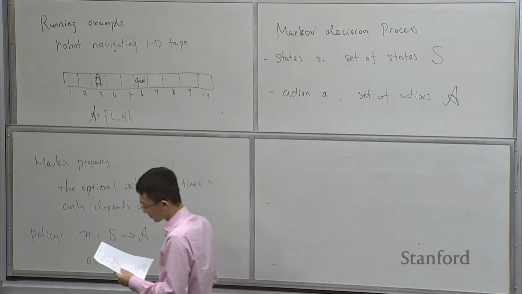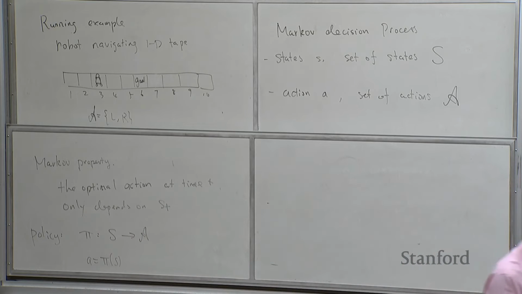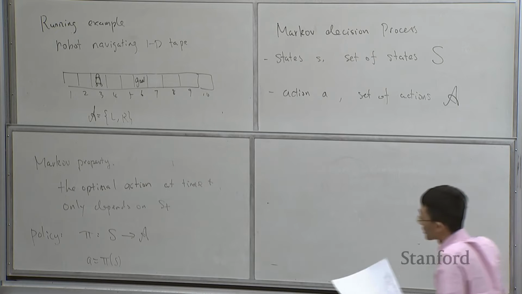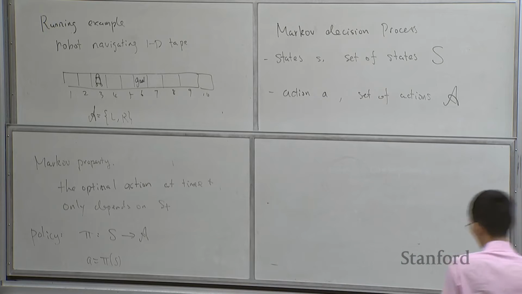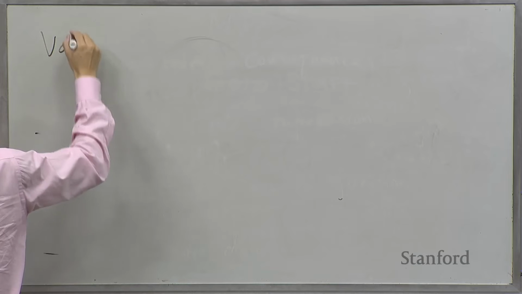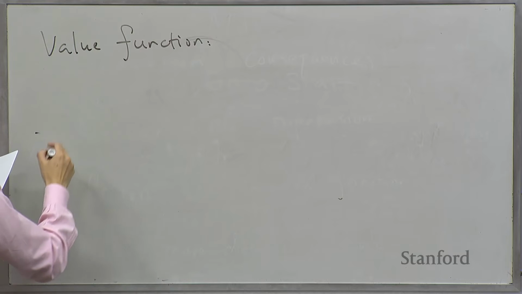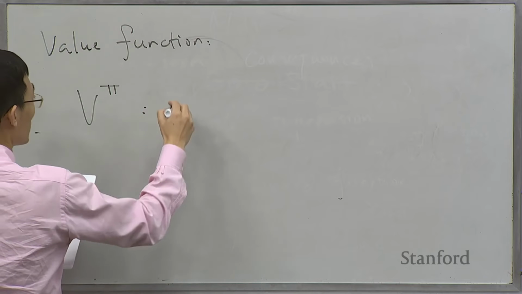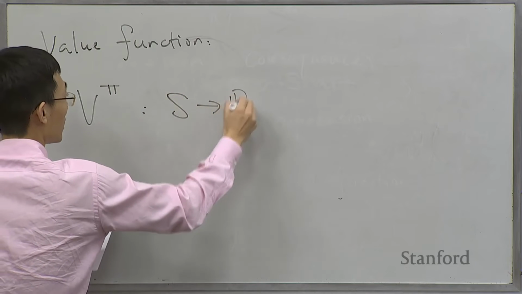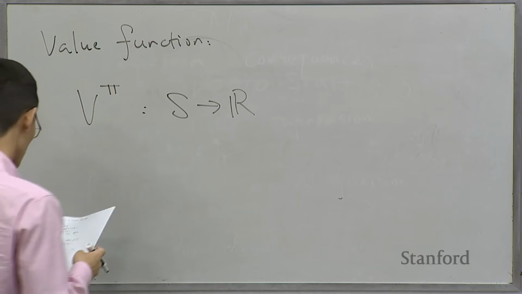So how do I find a policy, right? This sounds a little bit easier than finding a sequence of actions, but how do I do that? Let me introduce another notion, which is called the value function. This is a value function V pi, the value function of a policy. This is a function that maps the state to a real number. In some sense, this is trying to capture the value of the state under this policy pi.